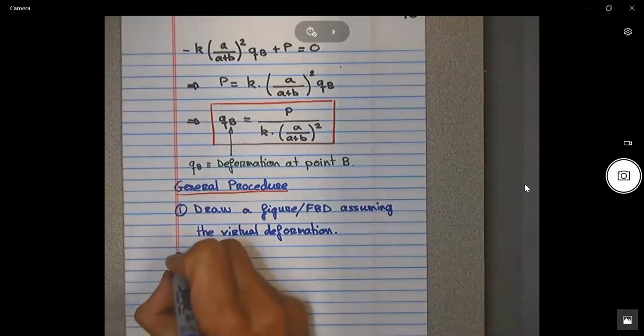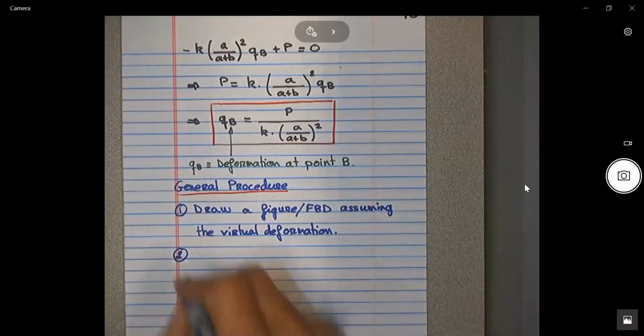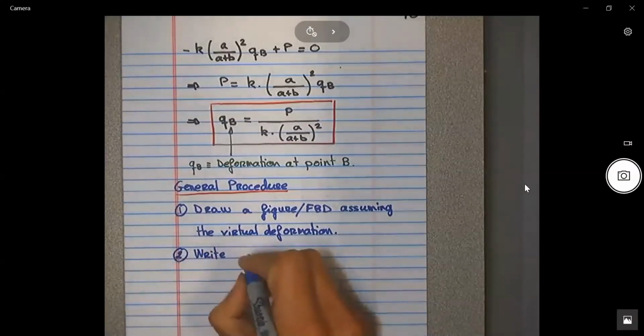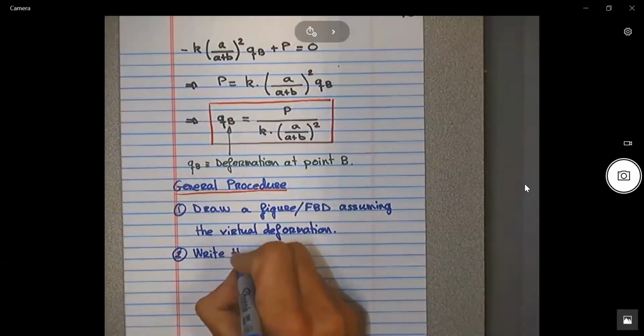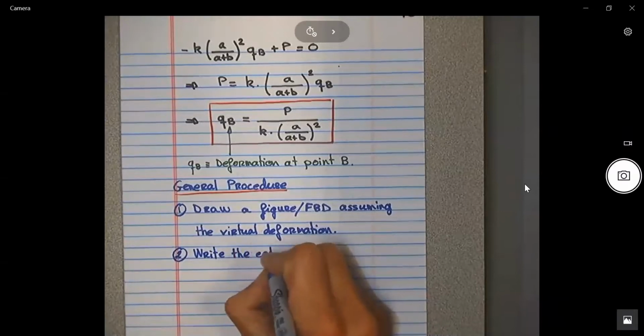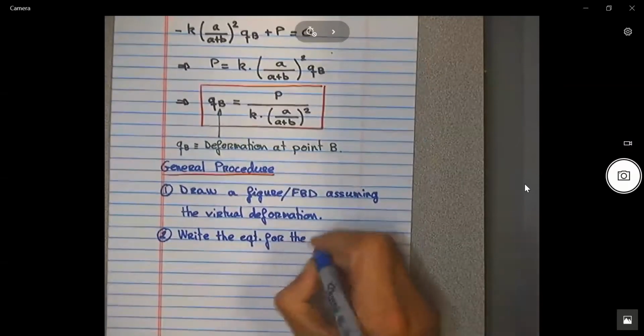Now, from the figure or the sketch, whatever you want to call it, what do we do? We write the equation for the virtual work.